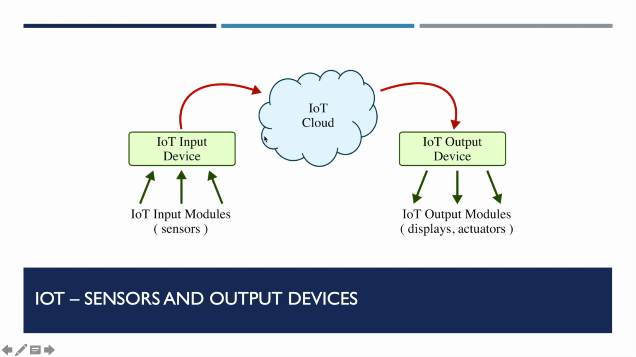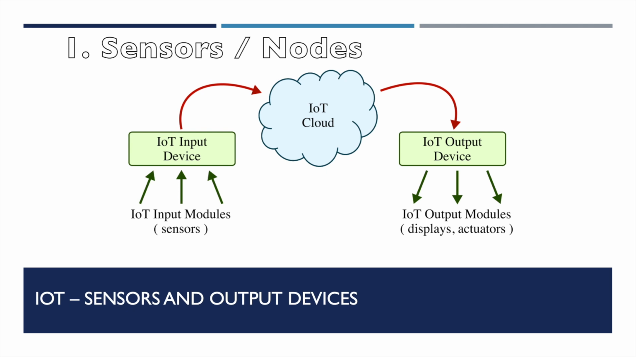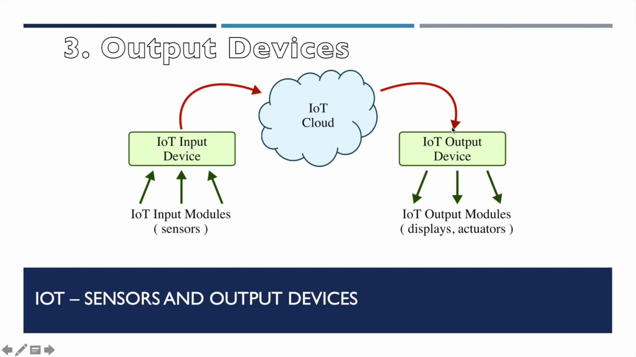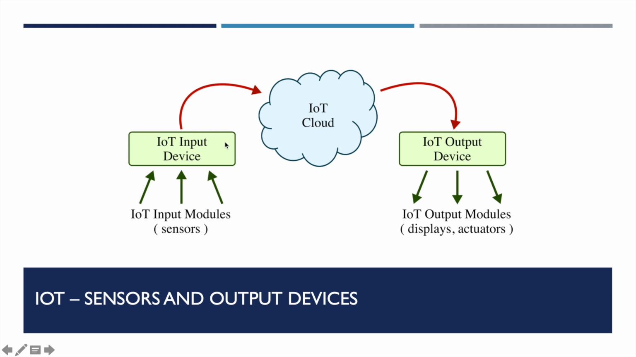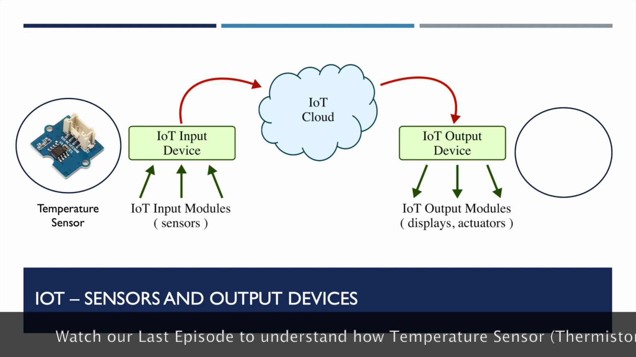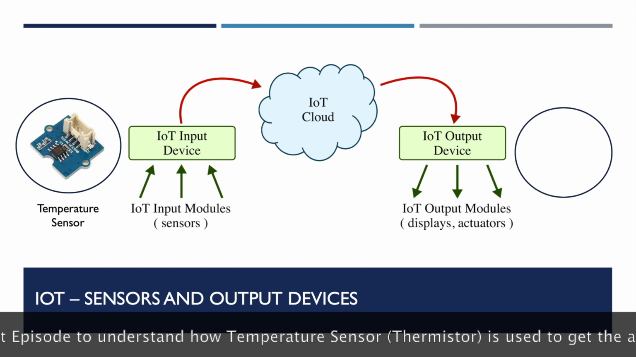So as we know, IoT is all about three things. The first thing is the sensor or the nodes. Many sensors are connected to an IoT device, which connects through the internet to the IoT cloud. And from the IoT cloud, the output devices then take control, for example displays and actuators. In the last episode, we used the temperature sensor to read the temperature values. That's one example of a sensor, and we also explained how to use that in practical situations.